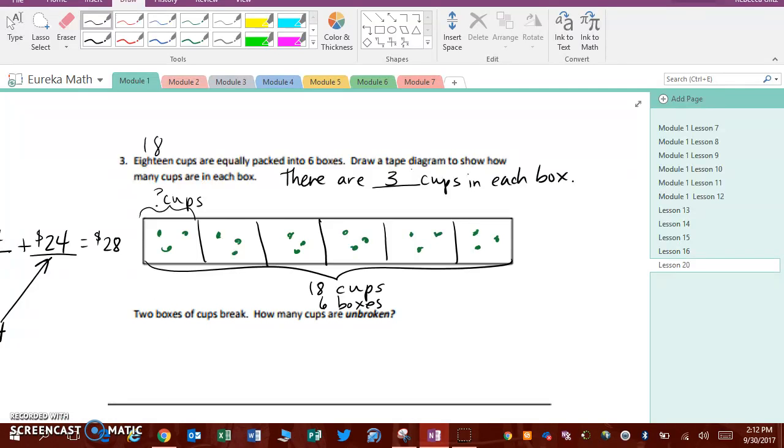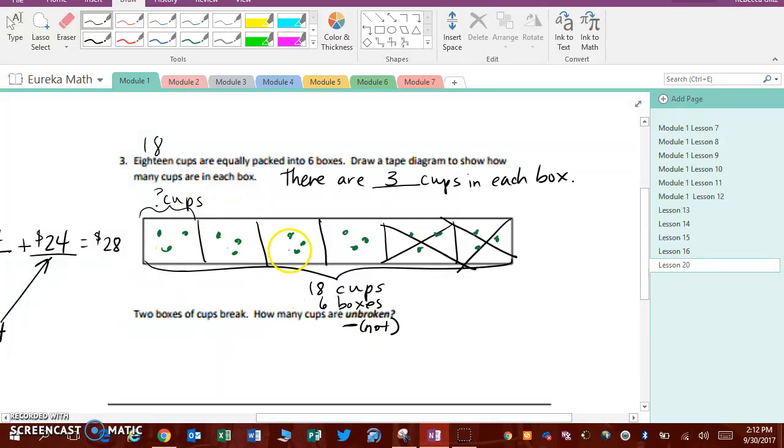But part B here, or the next part, is something different. It says 2 boxes of cups break. How many cups are unbroken? Unbroken means not broken. So if 2 boxes break, I'm just going to cross off 2 boxes. That will show me the parts that are not broken. So how many cups are unbroken?